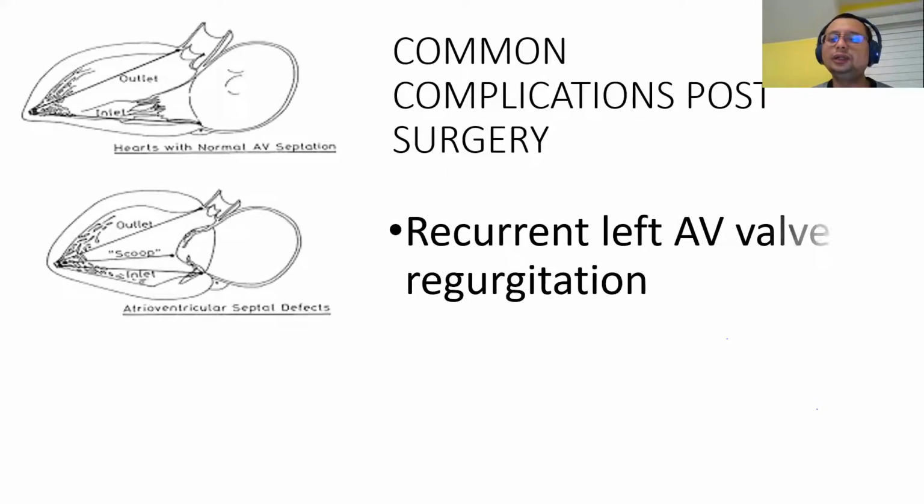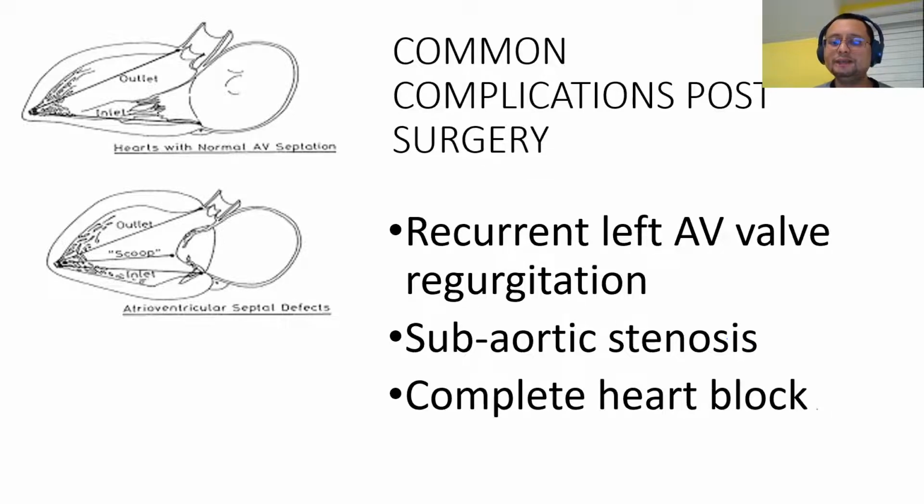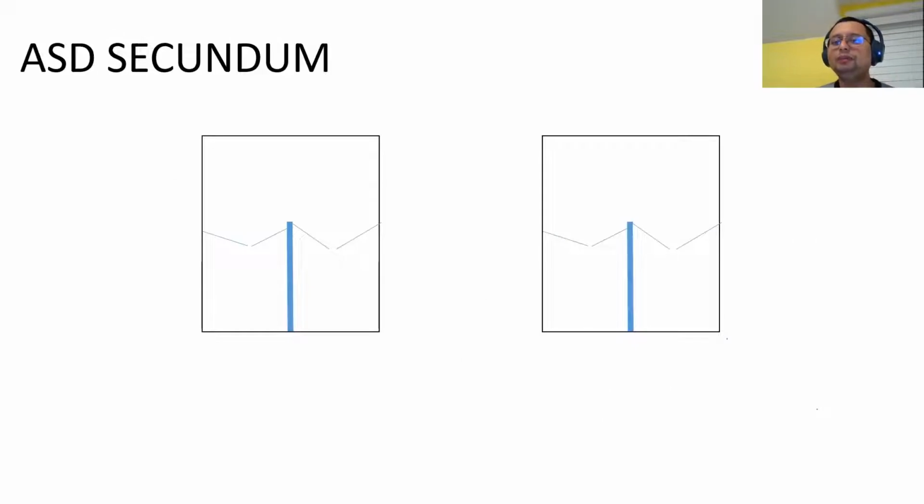Number one, I already told you, this patient usually can develop a cleft left AV valve. So they very commonly develop recurrent left AV valve regurgitation. So beware of those when you follow up the patient. They also can develop left ventricular outflow tract obstruction because of elongation of the LVOT or anomalous insertion of the chordae tendineae. So remember to look at that when you follow up the patient. They can develop complete heart block as well. So we have finished our ASD primum and AV canal defect.